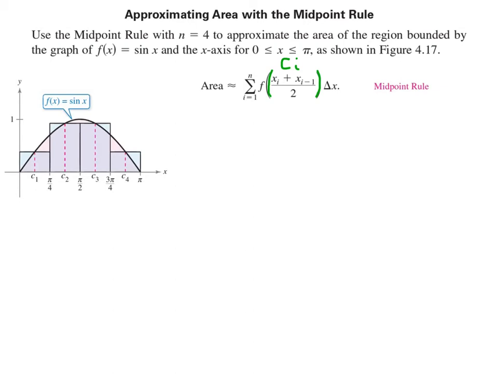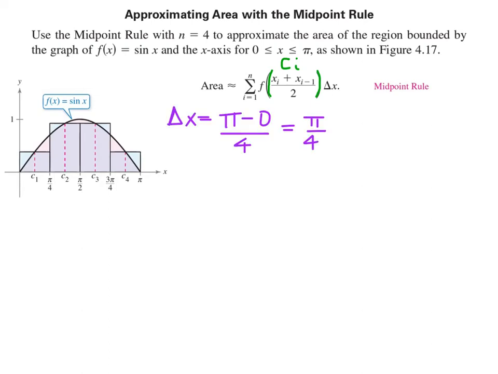So let's say I have this function, f of x equals sine of x, and I want to bound it between the x-axis and between x equals 0 and x equals pi inclusive. So notice that the midpoint rule here, this is what we're using, called the midpoint rule. Didn't mention that before. With n equals 4, we're going to approximate the area under this curve. So instead of using that c value, we're actually going to use this value here: x sub i plus x sub i minus 1 all over 2. Same delta x rule, so let's work this out.